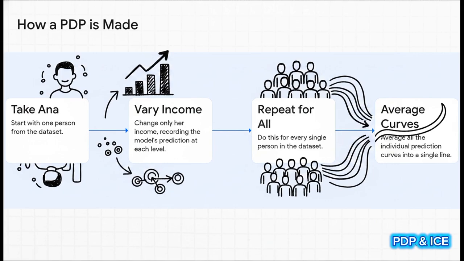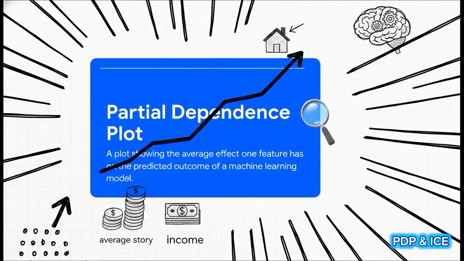So first, we set it low, say £20,000, and we get a prediction from the model. Then we nudge it up to £25,000 and get another prediction. We do this over and over across the entire range of possible incomes. What we end up with is Anna's own personal prediction curve. Then, and this is the crucial part, we do this exact same thing for every single person in our data set, and we average all of those individual curves together. And the result of all that averaging is the PDP.